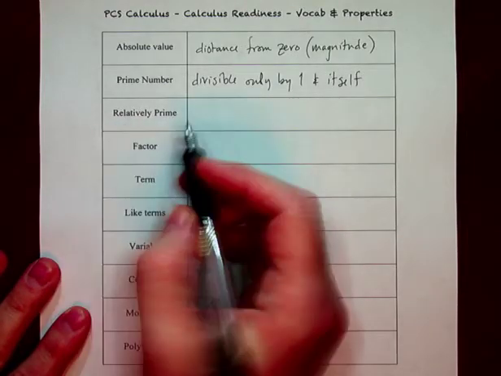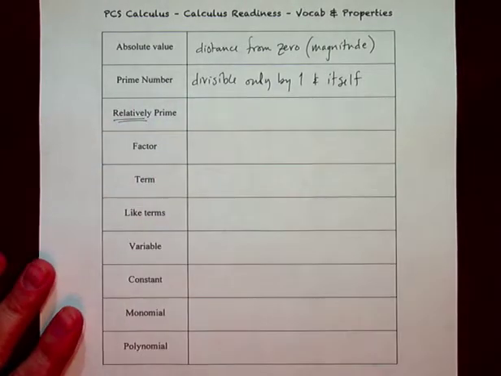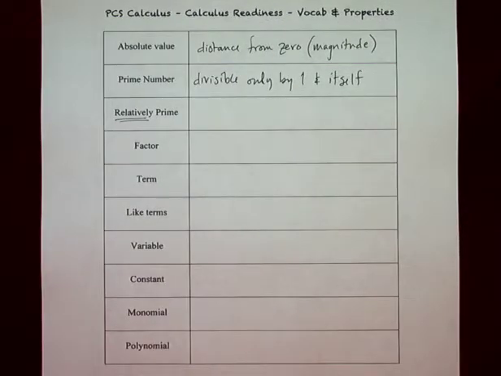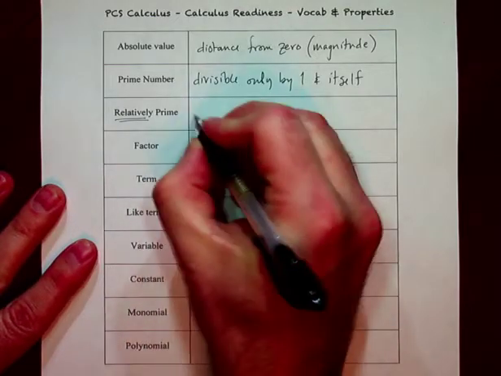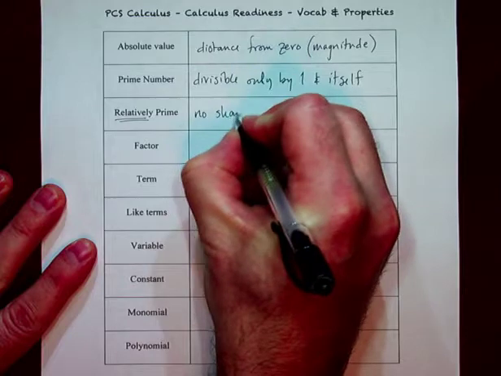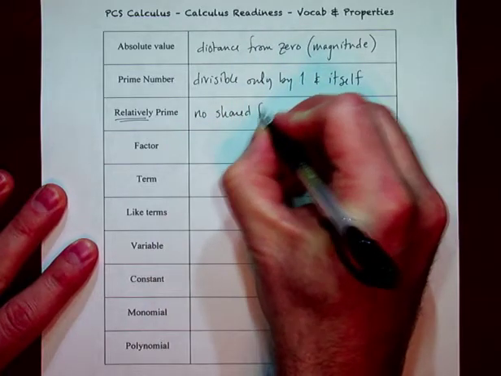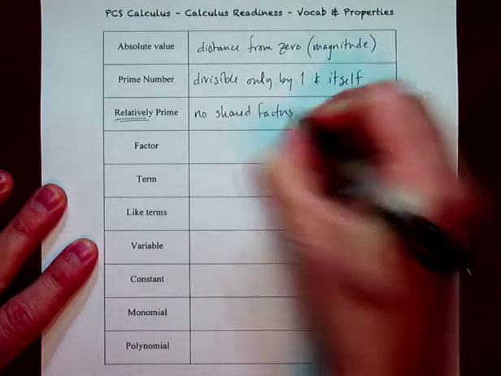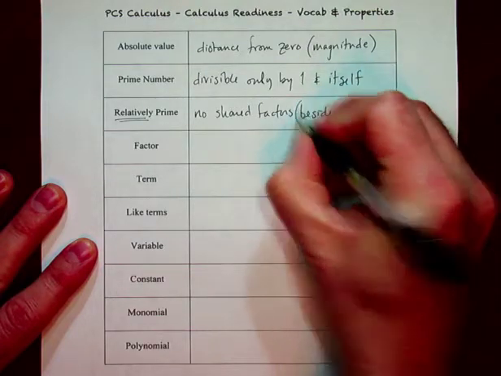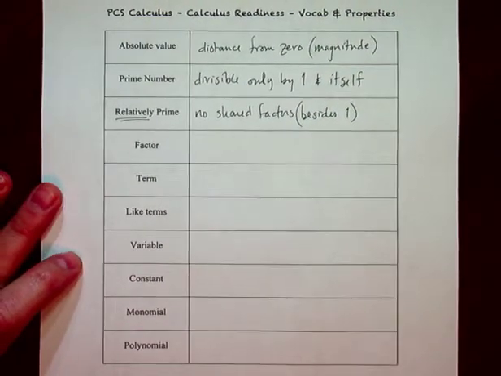The one that I find students don't usually know is numbers that are relatively prime. Basically, if you're talking about numbers that are relatively prime, you're saying they have no shared factors besides 1. Okay, and that's sort of understood because all numbers share 1 as a factor.